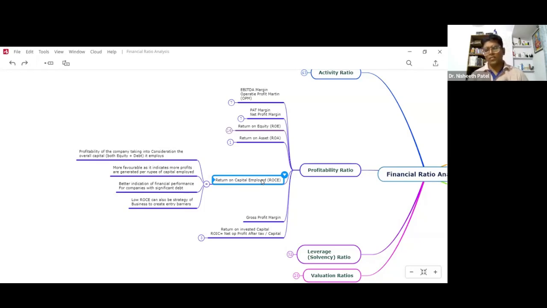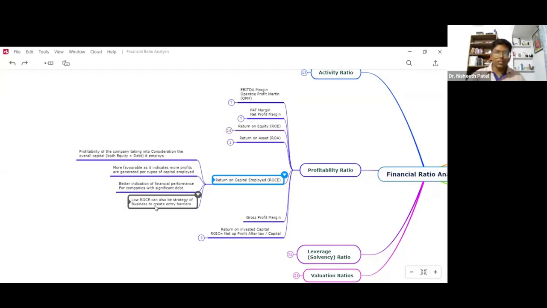If a company has a 15% or 25% ROCE, that means if you invest 100 rupees in that company, every year you will get a 25% return on your 100 rupees. So you will get 125 rupees every year. That is the basic concept of ROCE.